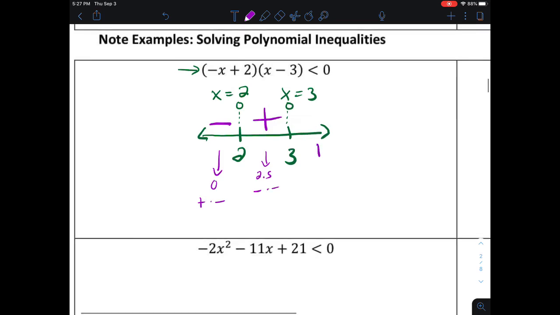And then lastly, let's pick out a number bigger than 3. Let's look at 4. Take a number like 4, put it in for x. Negative 4 plus 2, negative. And then 4 minus 3 makes positive. Negative times a positive makes a negative. So since we want to be less than 0, we're going to use all of the intervals that produce negative signs. So our answer here would be negative infinity to 2, not inclusive because I'm not allowed to equal 0, and 3 to infinity.